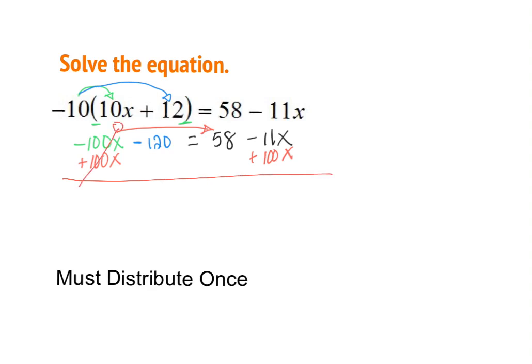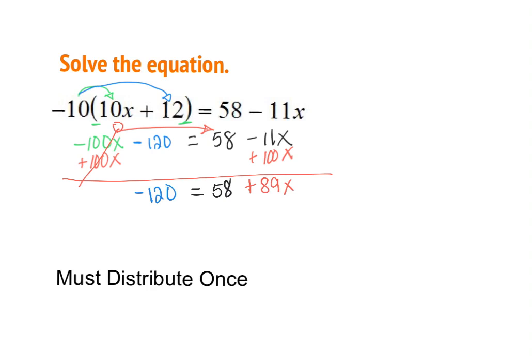So negative 100x plus 100x will give me 0. I'm going to bring down the negative 120. Don't forget about that minus. It's still there, making that 120 negative. I'm going to bring down the equal sign. I'm going to bring down the 58 because I did not do anything with that. And then negative 11 plus 100 is going to give me 89. That's a positive number. So 89 and an x because we're combining like terms.